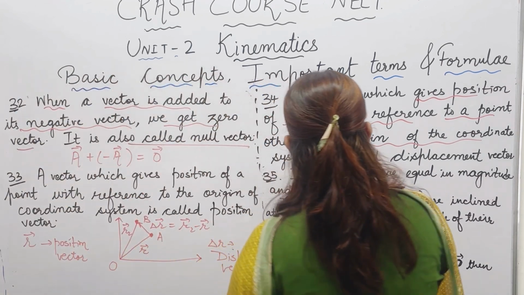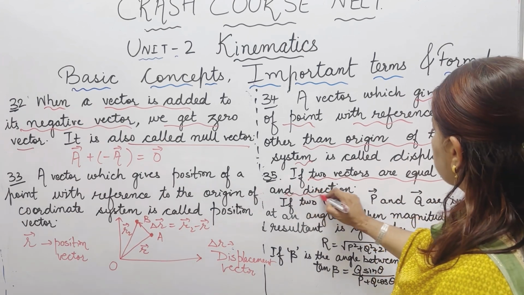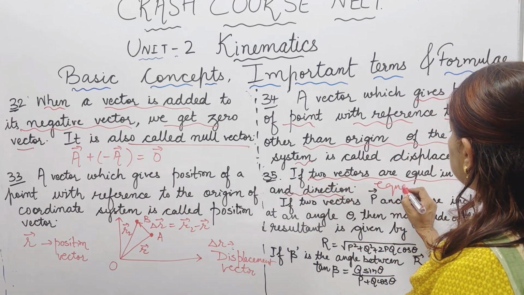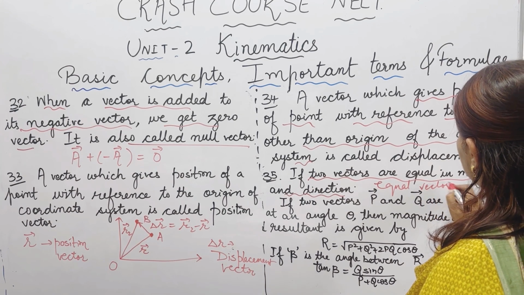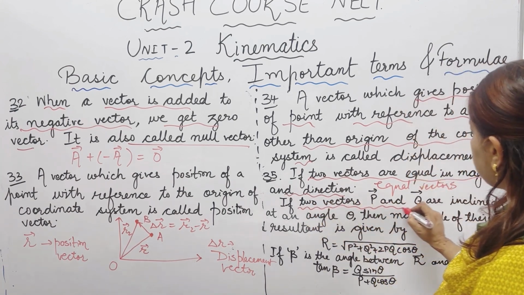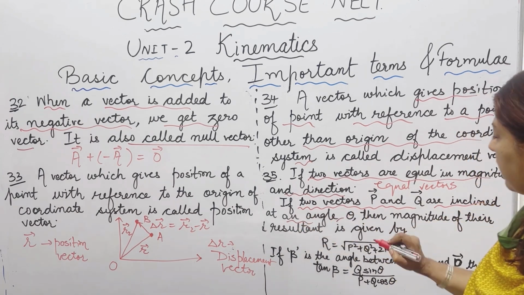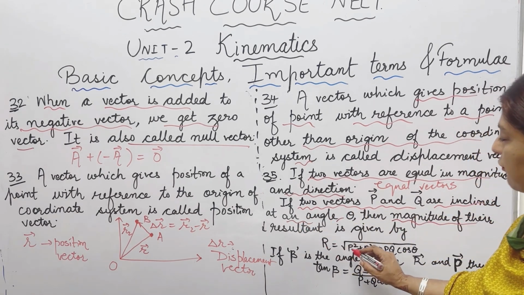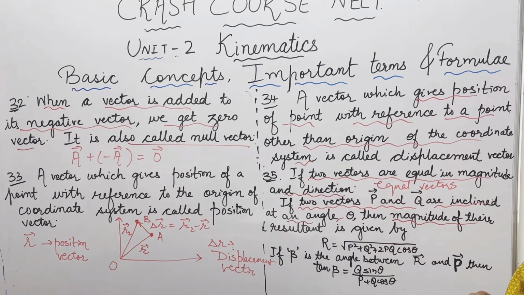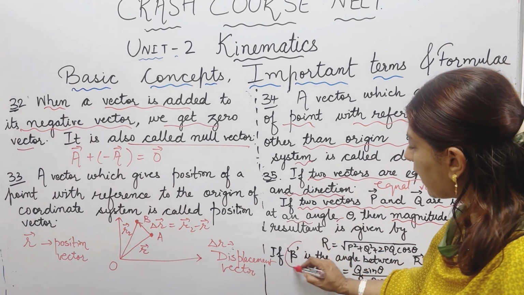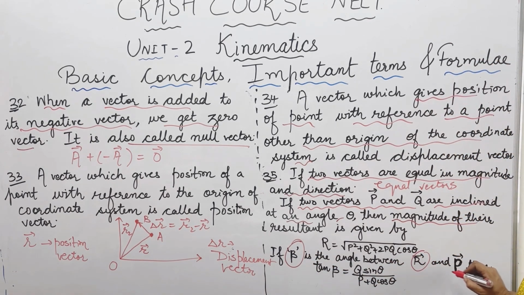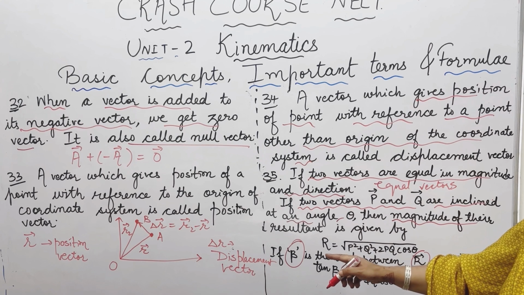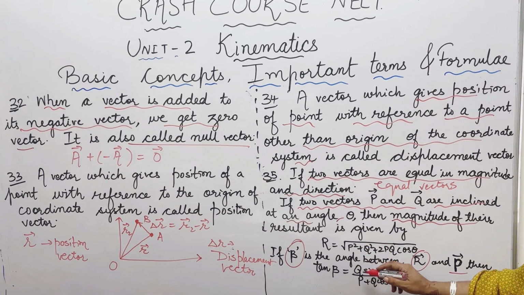If two vectors are equal in magnitude and direction, they are called equal vectors. Next, if two vectors P and Q are inclined at an angle theta, then the magnitude of the resultant R is given by the square root of P square plus Q square plus 2PQ cos theta, where theta is the angle between them. If beta is the angle between the resultant and one of the vectors, say P, then tan beta is given by the formula Q sin theta upon P plus Q cos theta. In case this beta angle is between R and Q, then the values of P and Q will be interchanged in the formula.